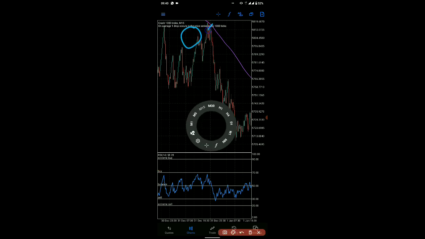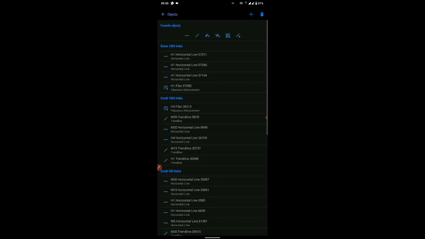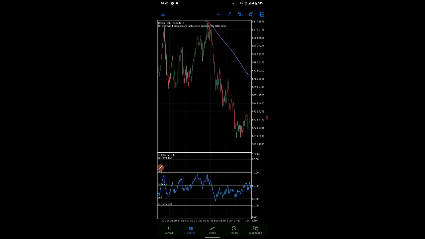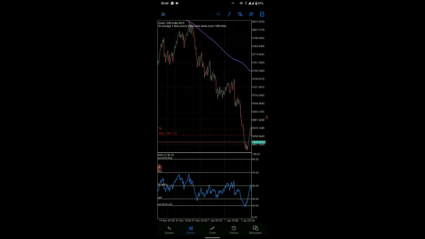Watch this. This area, you see it? And you see it right here. So that's how the strategy works. It's very efficient. See right here, once this 200 moving average serves as a resistance zone for crash and a support zone for boom.